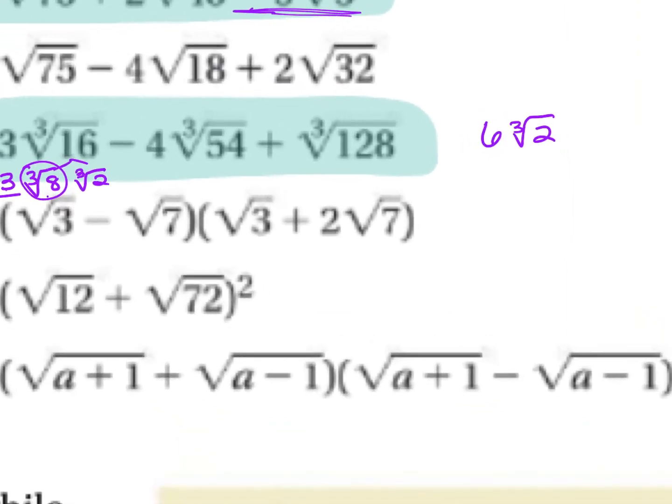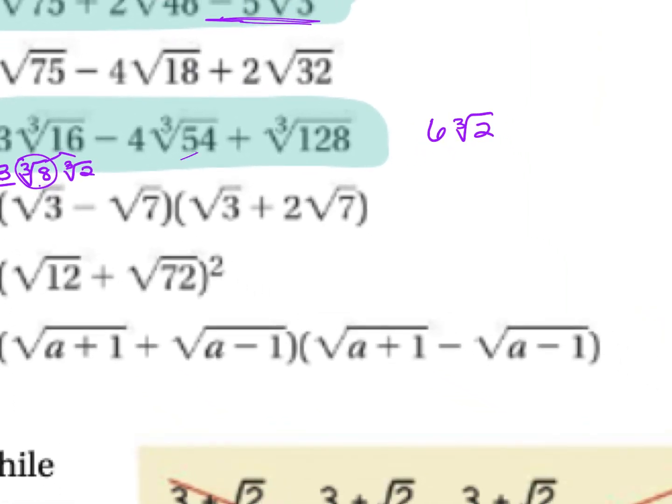This one, we'll zoom in a little here. This one will do 4 times the cube root of 27 and the cube root of 2. So this is 4 times 3, or 12. Notice we're subtracting, so it's going to be minus 12 times the cube root of 2.